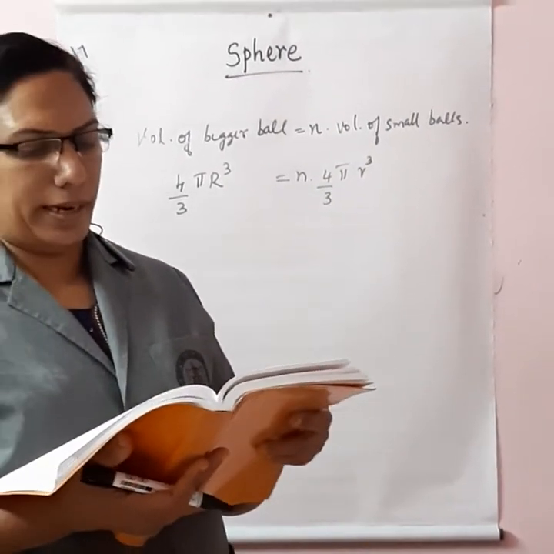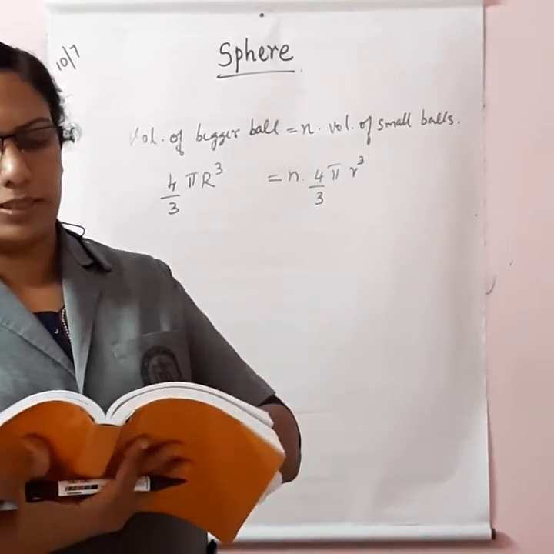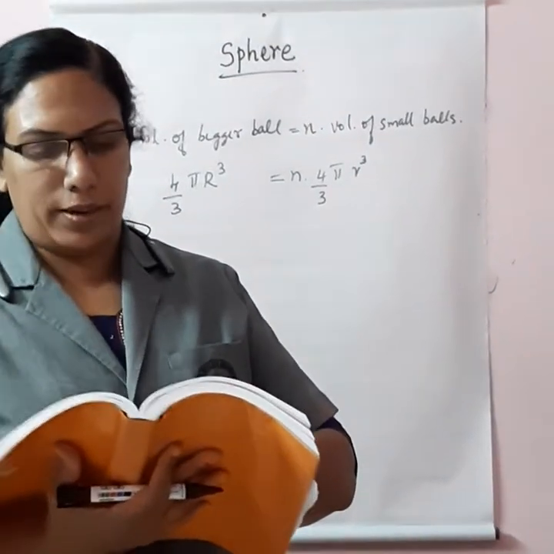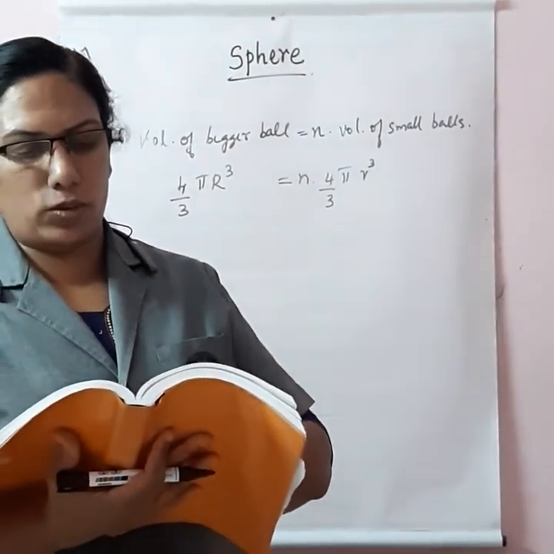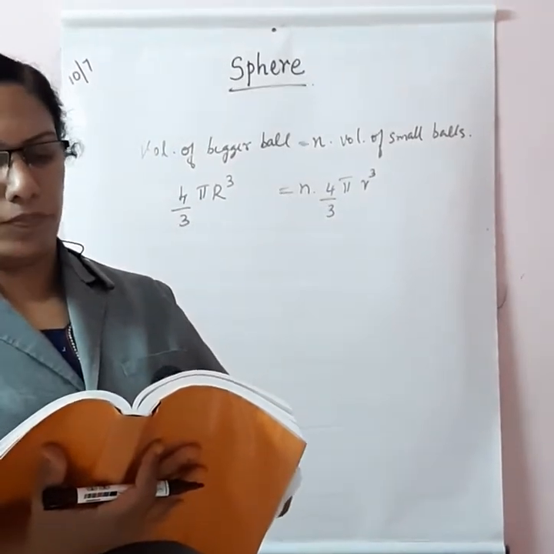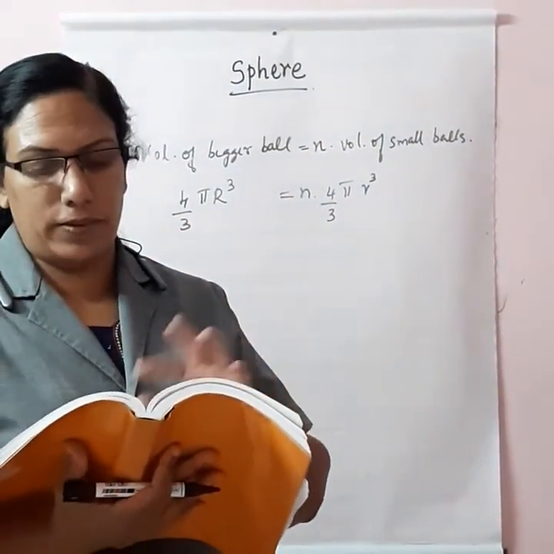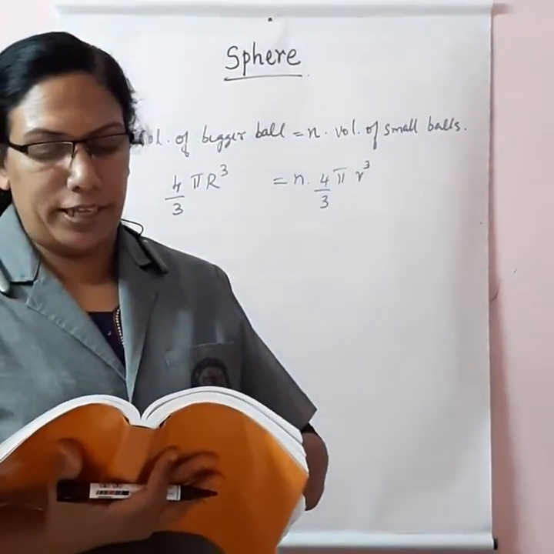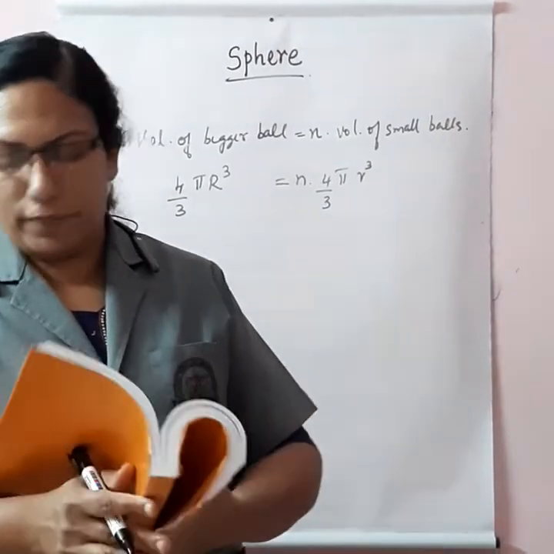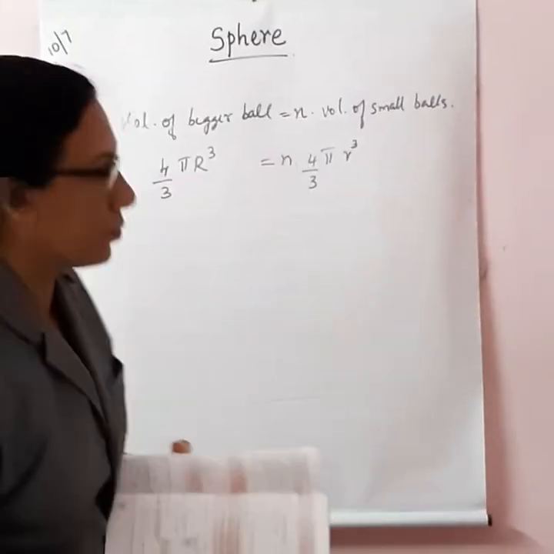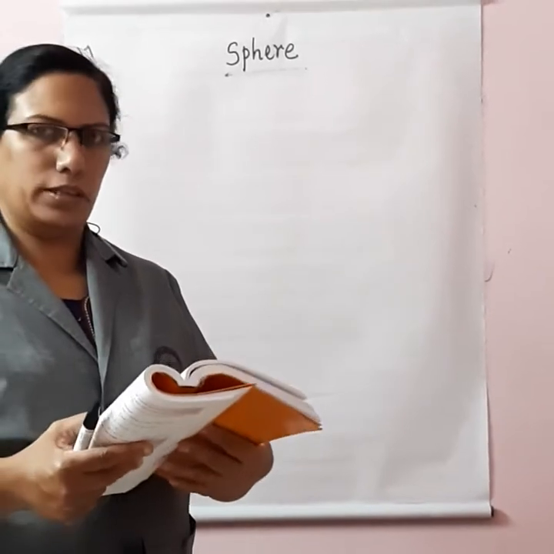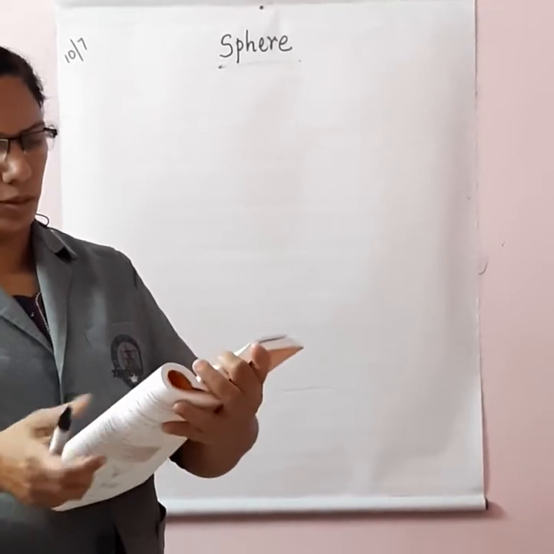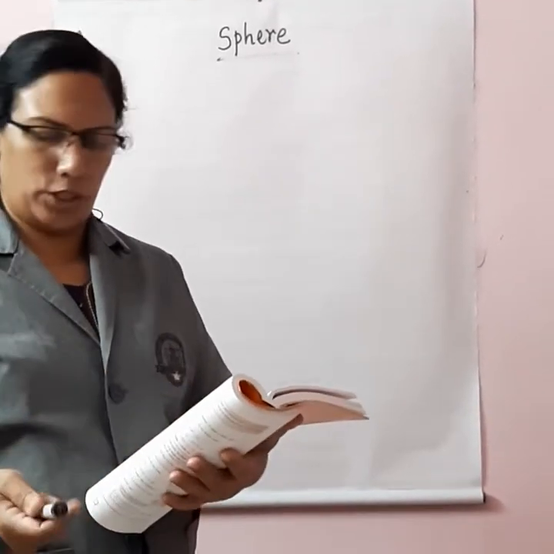The solid sphere and solid hemisphere have the same total surface area. What is the solid sphere total surface area? 4 pi r square. And solid hemisphere, what is the total surface area of the hemisphere? It is 3 pi r square. But radius may not be the same. Find the ratio between your volumes. Okay, we'll do that. 10th question. A solid sphere and a solid hemisphere have the same total surface area. Find the ratio between the volumes.